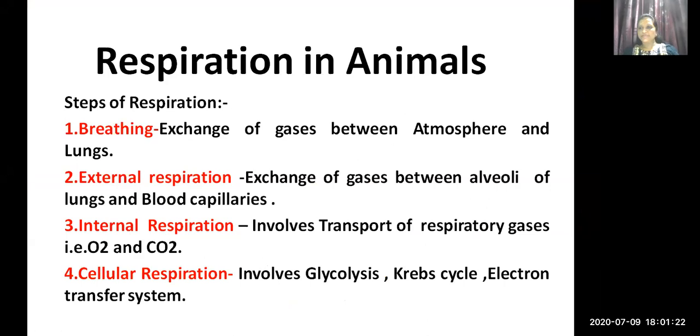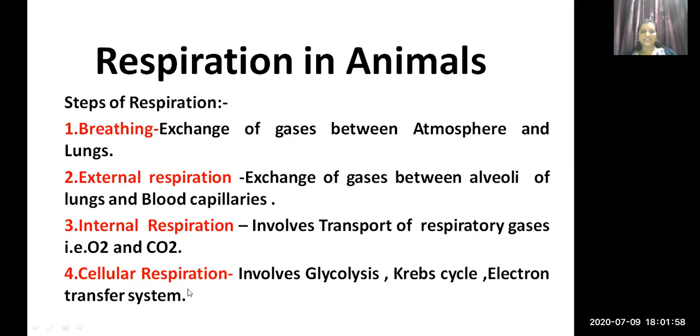In the process of animal respiration, there are four steps. First one is breathing, in which exchange of gases takes place between atmosphere and lungs. The second stage is the external respiration, in which exchange of gases takes place between alveoli of lungs and blood capillaries. Third step is the internal respiration, in which transport of oxygen and carbon dioxide takes place.